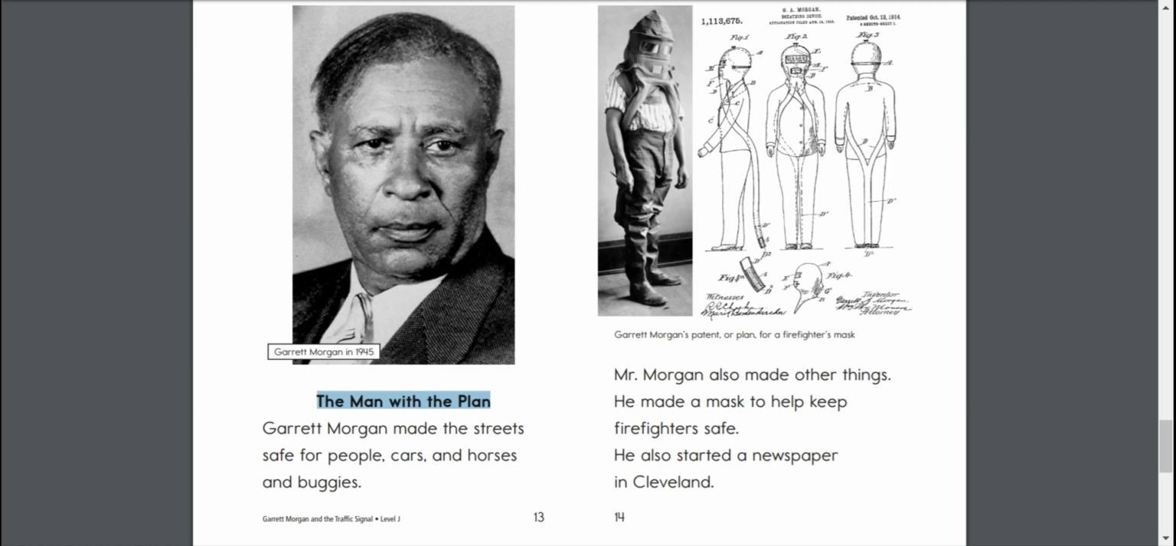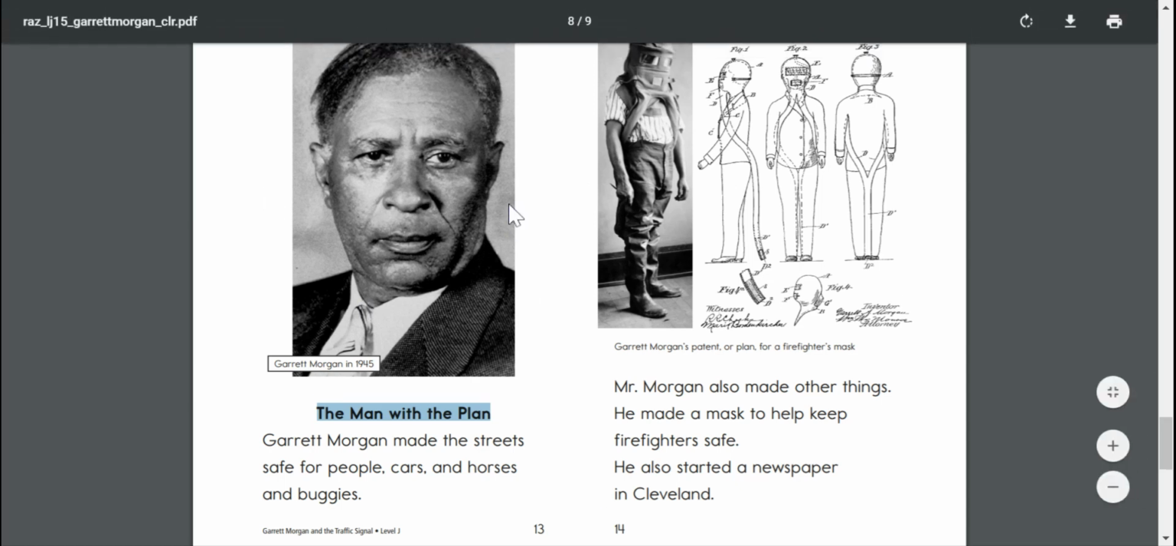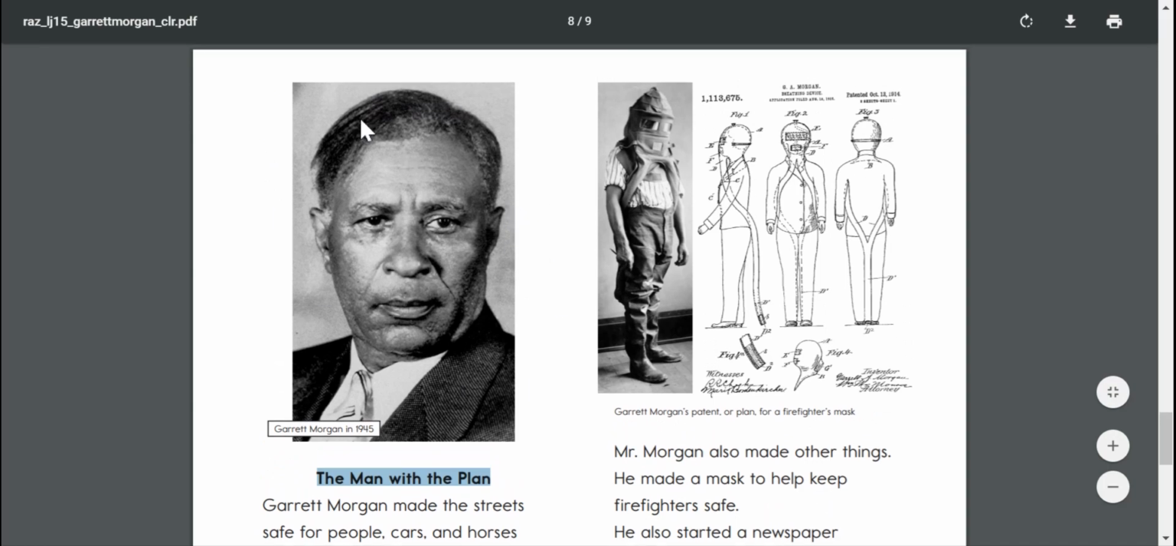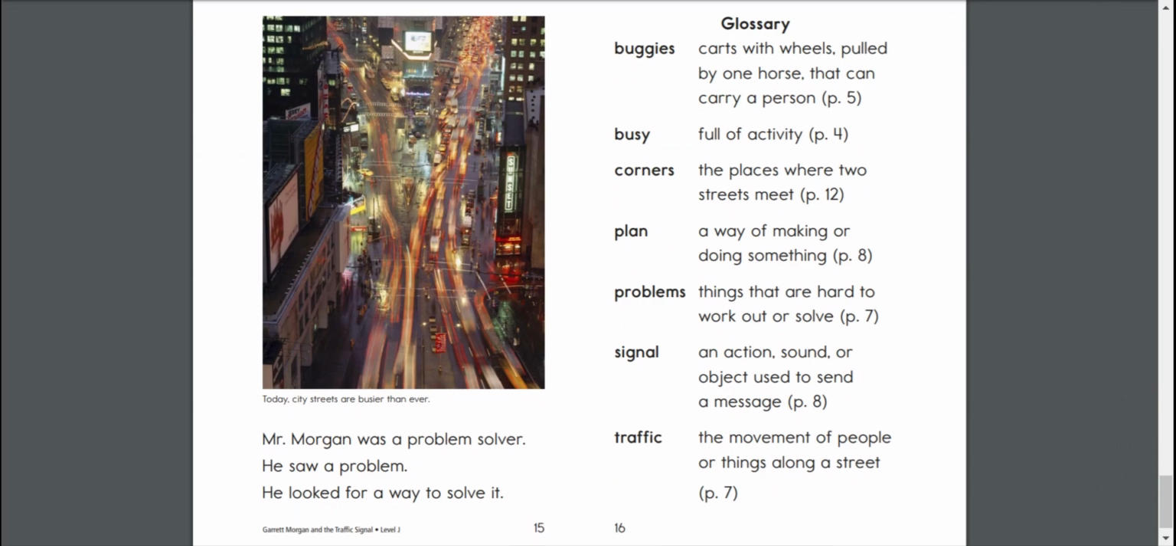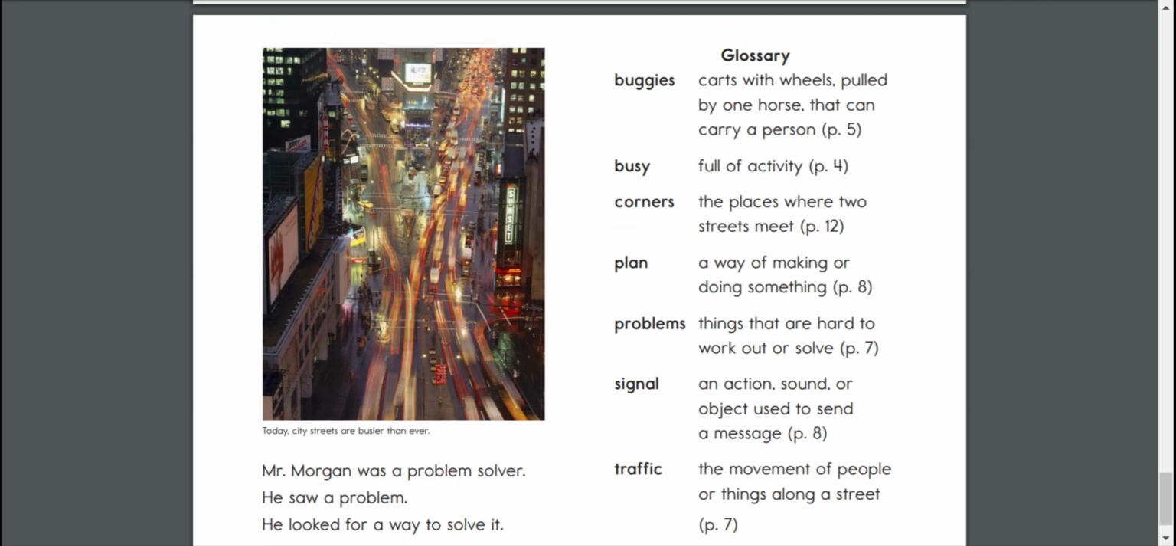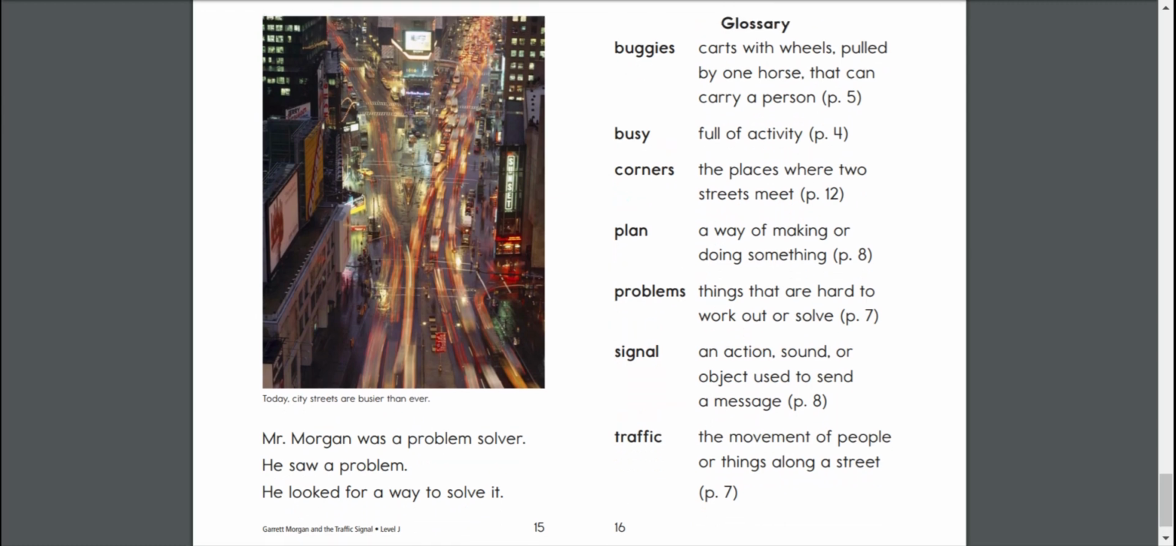Mr. Morgan also made other things. He made a mask to help keep firefighters safe. He also started a newspaper in Cleveland. Wow, here's a picture of him back in 1945, Garrett Morgan. Mr. Morgan was a problem solver. He saw a problem, he looked for a way to solve it. Wow, Mr. Morgan was a smart guy.